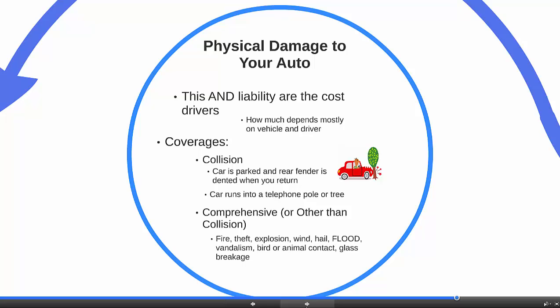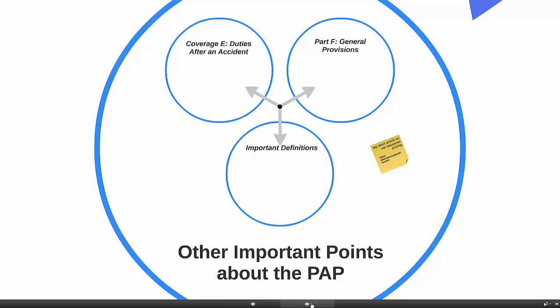And the reason it's important to know whether damage is due to collision or comprehensive is because oftentimes the collision deductible is higher than the comprehensive deductible. Most people do this to reduce their premium. Since collision is a more frequent loss, it's a lot more expensive generally than comprehensive. So in order to reduce that premium, if necessary, you would increase the collision deductible and maybe leave the comprehensive deductible the same. Now let's just look at the last couple of parts of the PAP and some important definitions.